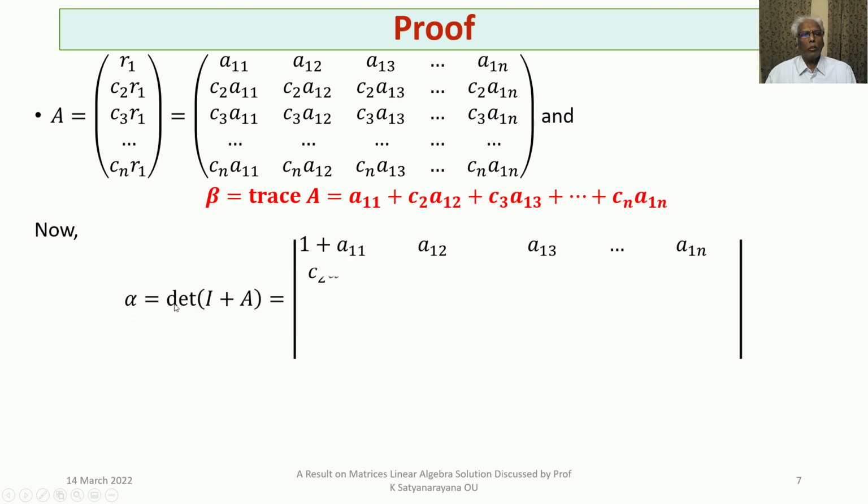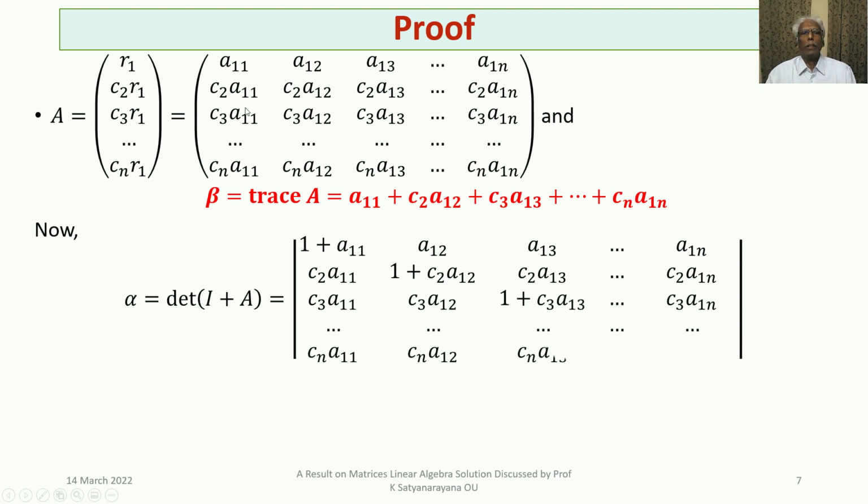Now alpha is given to be the determinant of I plus A. So for the determinant of I plus A, you take A and add the identity. That means the diagonal entries will be increased by 1: 1 plus A11, 1 plus C2 A12, 1 plus C3 A13, 1 plus Cn A1n, and the remaining elements are all the same, and it is the determinant of this.